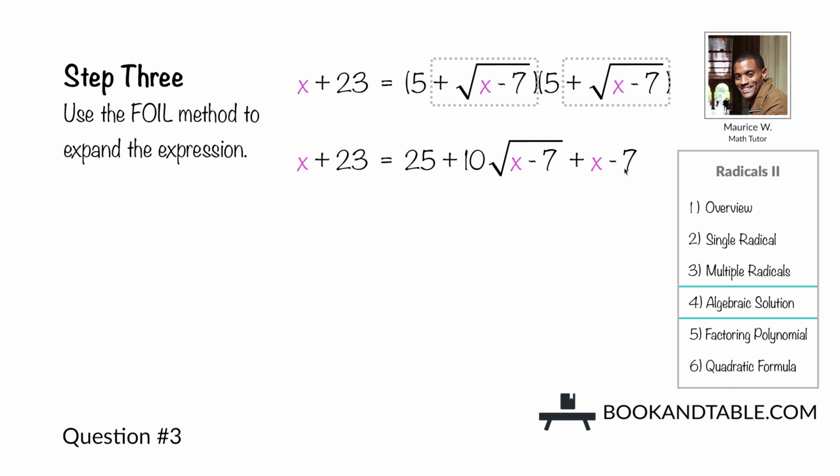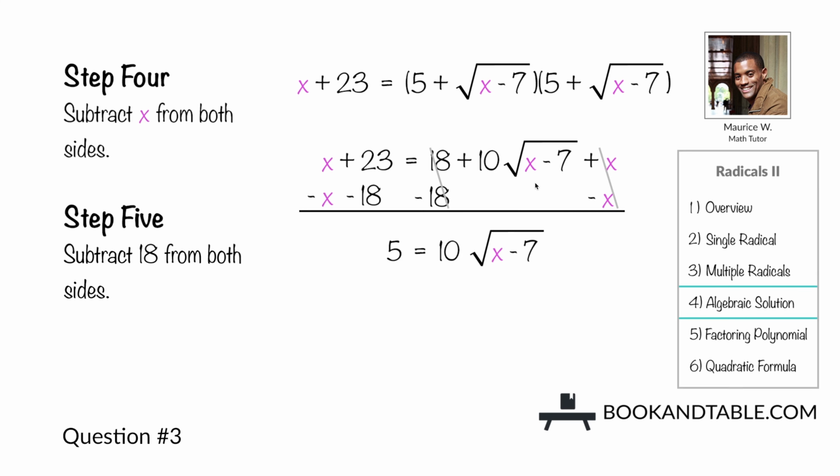25 minus 7 would be 18. So we want to move that 18 to this side and this x to this side so that leaves you with just the second radical on the right side. So step 4, subtract x from both sides. x minus x is 0x. And then step 5, the 25 minus 7 again gives us 18. So step 5 is subtract 18 from both sides. 23 minus 18 gives you 5.